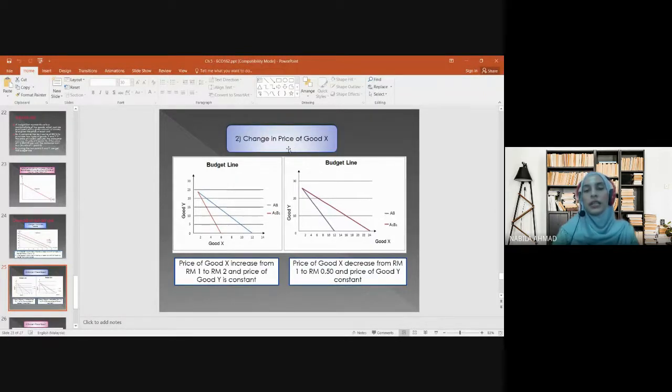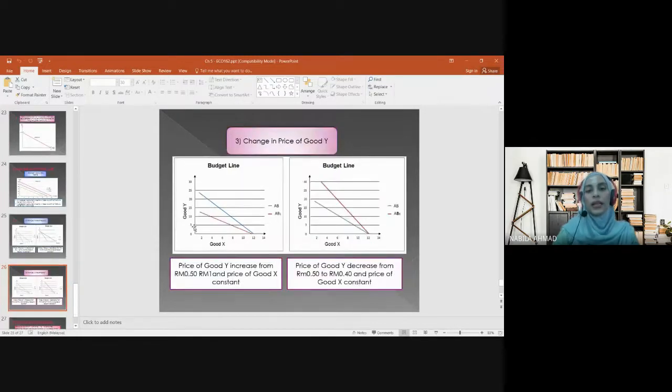Dia shift sekiranya price of good X berubah, dia akan shift towards X lah. Sama ada di sini ke kiri atau ke kanan. Dan kalau harga Y berubah, dia akan shift towards Y lah. Sama ada ke kanan atau ke kiri.